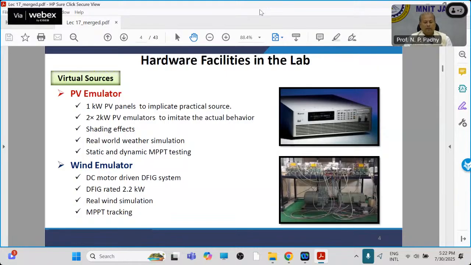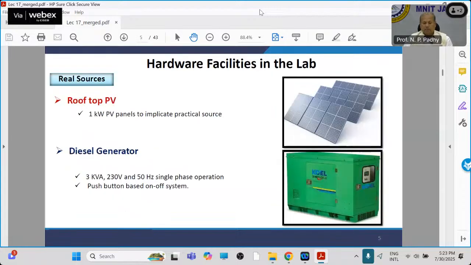Now moving to the wind emulator, you can see the setup. This setup is being built within the lab. We have a DC motor driven DFIG, and the rating is close to 2.2 kilowatt. We have two simulators for wind. One is induction based, the other is synchronous based. The synchronous one is just next to this, so it is not visible at that time. Real wind simulation is possible, and MPPT tracking is also inbuilt. We have a rooftop of 1 kilowatt, as I mentioned.